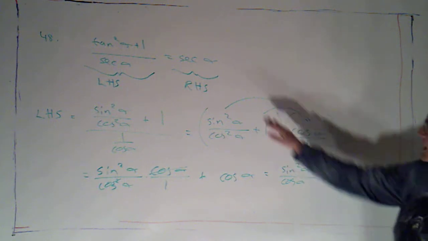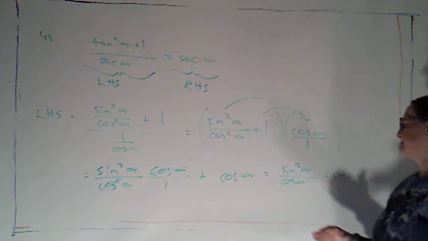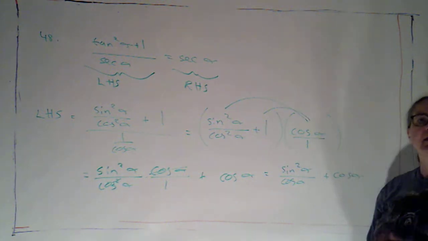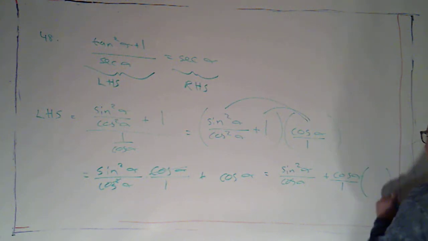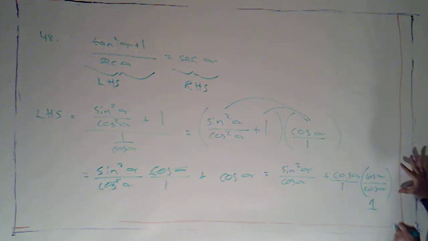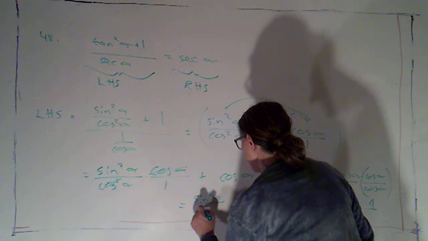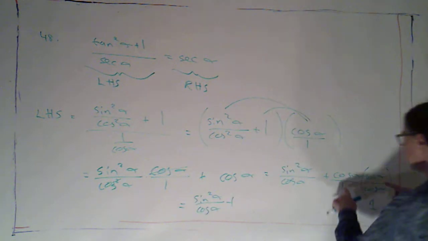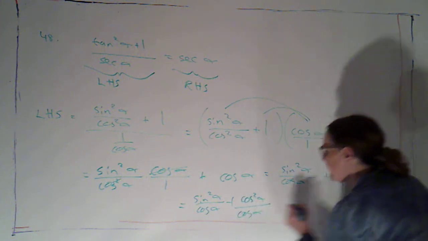Now, if I take a look at where I'm trying to get, I could stop here if I wanted to, but if I take a look at where I'm trying to get to, just one term. I've got two terms, but I know how to add fractions. So I think I'm just going to write that cosine alpha as cosine alpha over 1. I'm going to get a common denominator multiplying by 1 in the form of cosine alpha over itself. So that way, I've got sine squared alpha over cosine alpha plus, now on top I'm going to have cosine squared alpha over cosine of alpha.